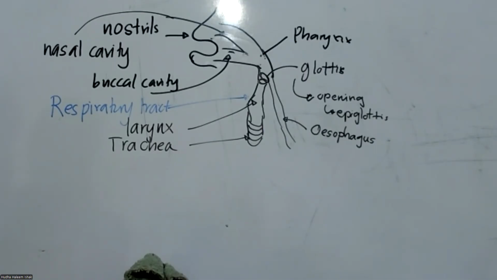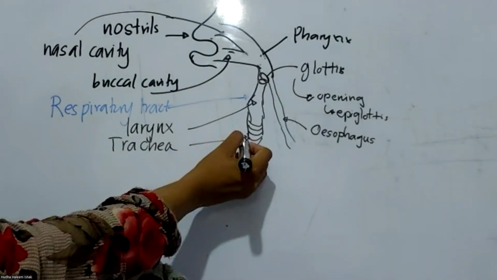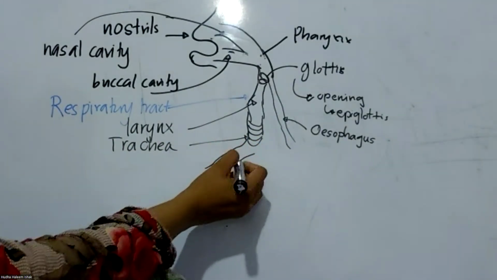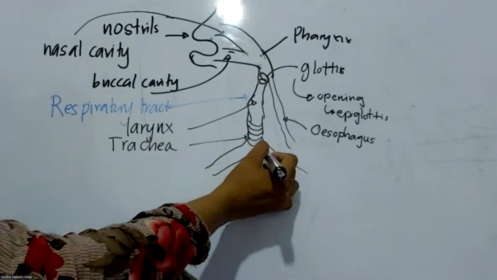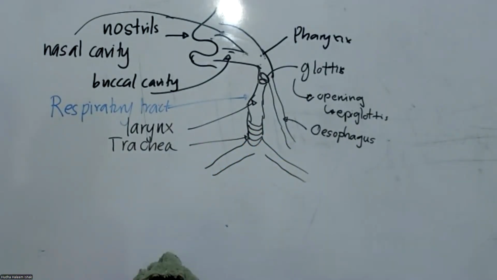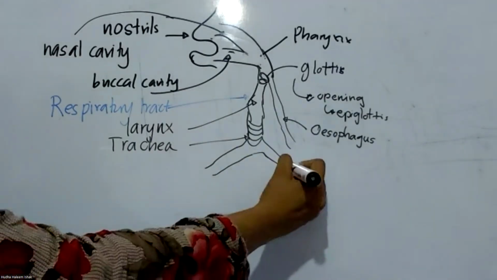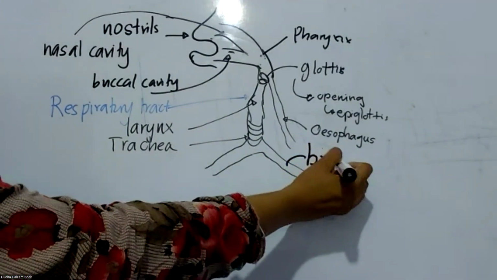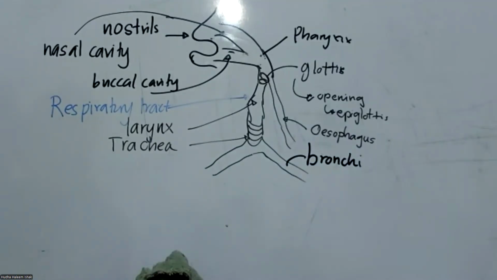After that, the trachea is getting divided into two main parts. Trachea is getting divided into what? Two main parts. We call these the bronchi. So these two are known as the bronchi.